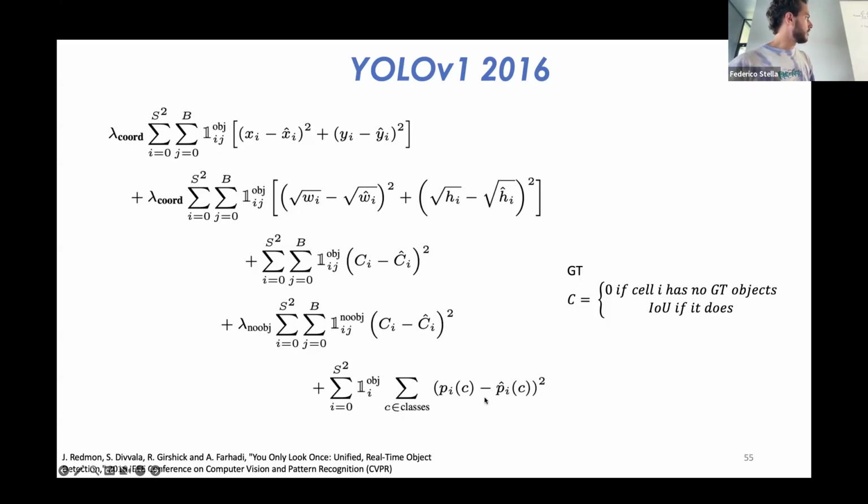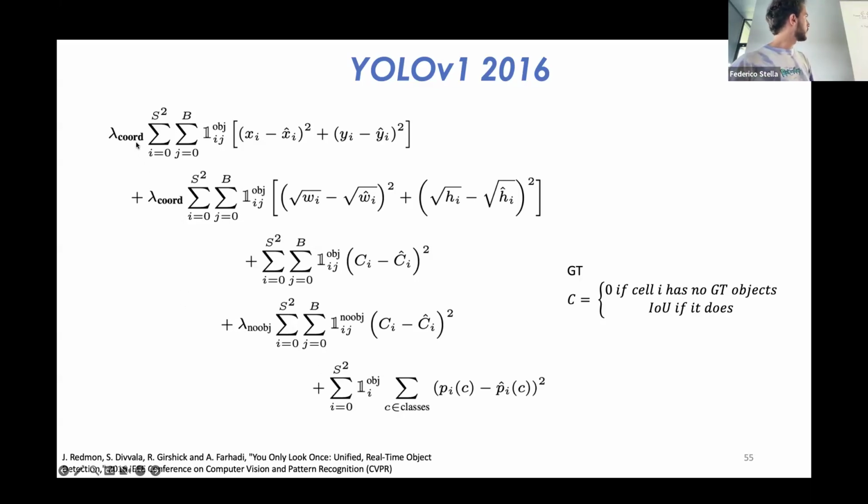And the final part of the loss is actually very simple. We're trying to make the probability of the classes be close to the ground truth. Nothing particularly difficult here. Again, only if there is an object. If there is no object, we don't care about the probabilities of the network. We just want the confidence to be 0 in that case.